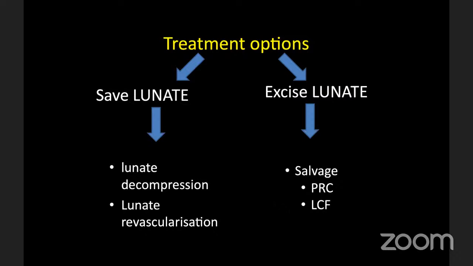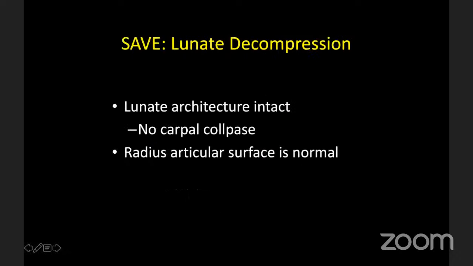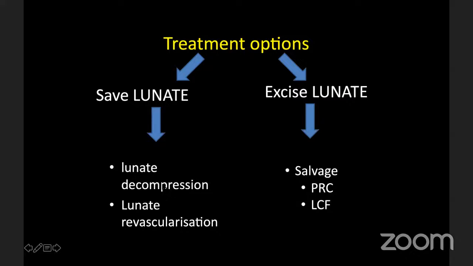How do you save the lunate? You decompress the lunate by various means, or you revascularize the lunate if it does not require decompression. If you feel the lunate is not salvageable, as in late Kienbock disease where the lunate is fragmented and not reconstructible, that is when you might need to consider salvage, either a proximal row carpectomy or a limited carpal fusion.